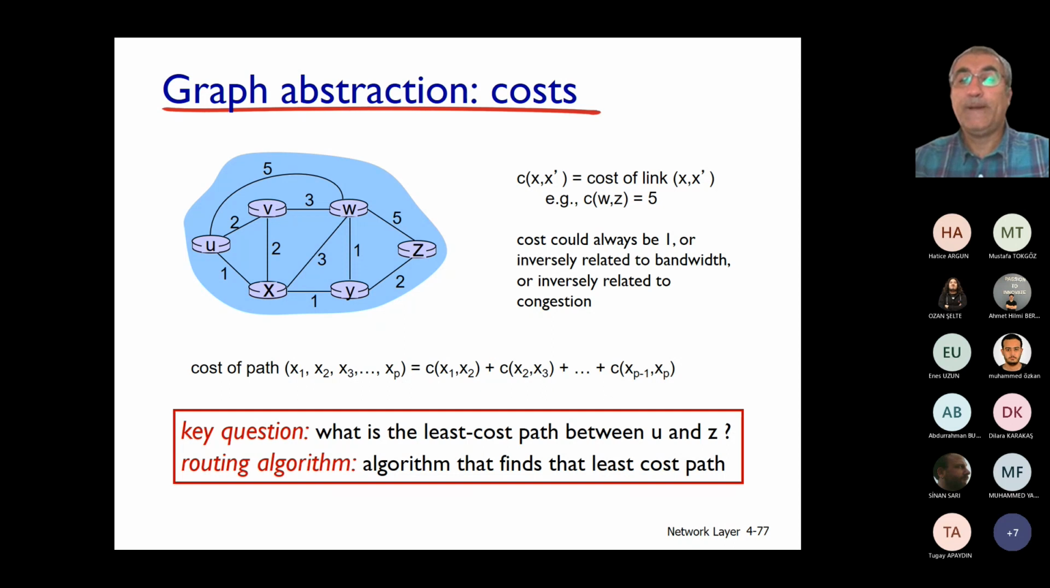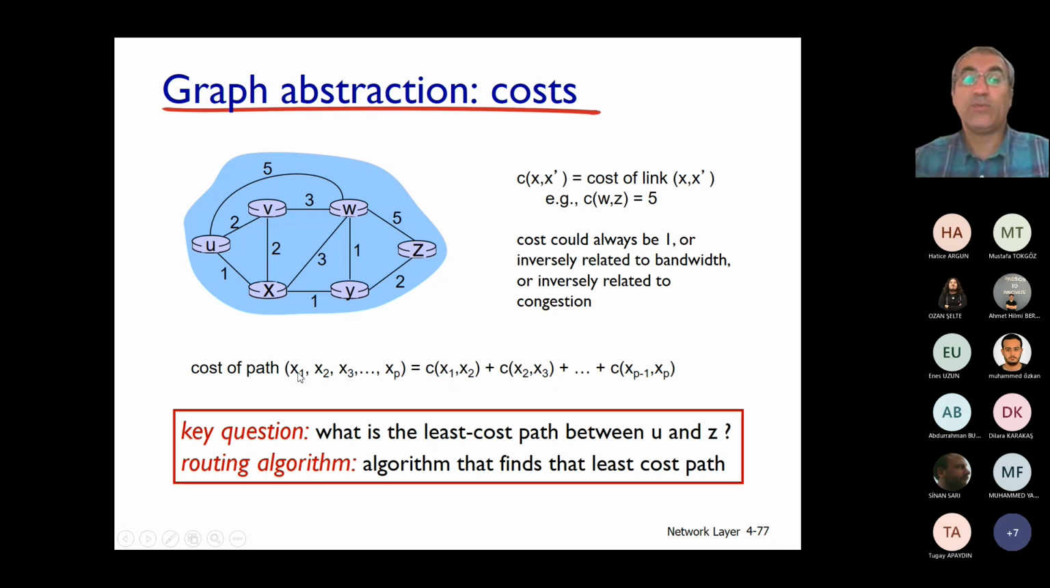In other words, the cost of the link between W and Z is 5, or the cost between U and V is 2, and so on. This cost can be calculated in practice based on different approaches. It could always be one, or inversely related to the bandwidth, or inversely related to the congestion in the network. The cost of a path is different from the cost of a link, which is a single cost, and a path consists of multiple links.